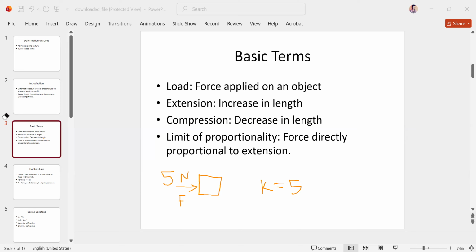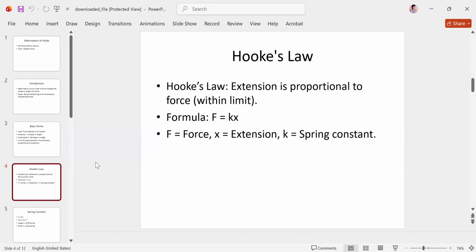Now the next step: what is the behavior of Hooke's law? What is the meaning of the definition of Hooke's law? Hooke's law means extension is proportional to the force.